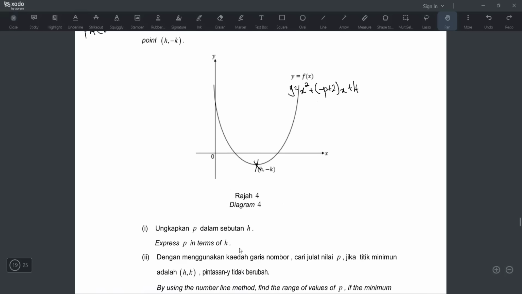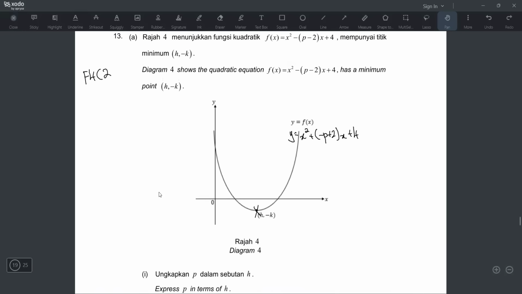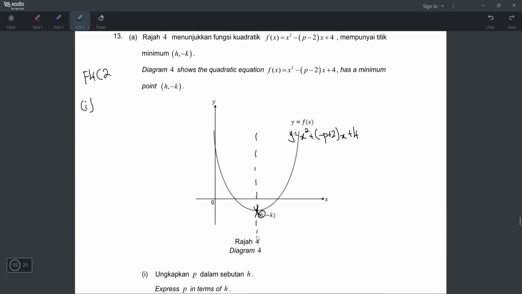Okay, number 1, express P in terms of H. All right, so let's do number 1 here. Okay, how to form an equation that has P and H. All right, H is the x coordinate. So that's the axis of symmetry. Okay, yeah, because the x coordinate will tell you the axis of symmetry. And then P is, okay, negative P plus 2 is the B. So how can we connect the B value and the axis of symmetry value together? By using the negative b over 2a formula lah. Because you learned before, when you find axis of symmetry, you do x equals negative b over 2a.